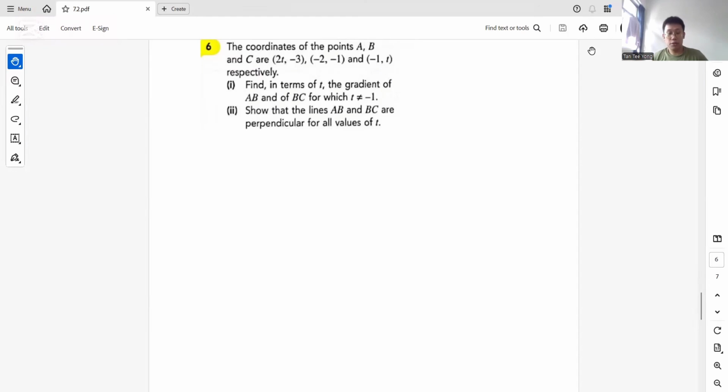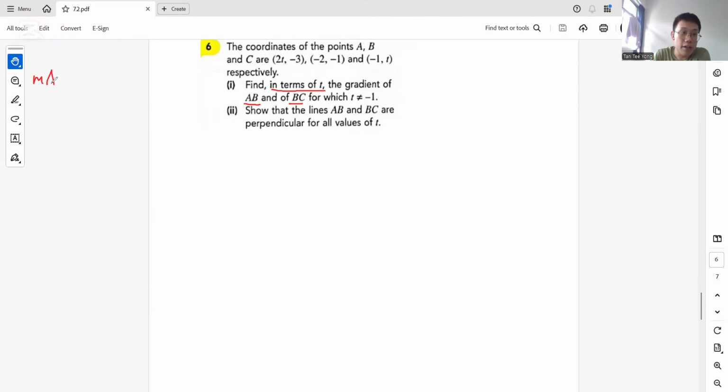Okay, let's go through question 6 together. The coordinates of the points A, B, and C are these coordinates here, respectively. Part 1: find in terms of t the gradient of AB and of BC, for which t is not equal to negative 1. Basically, there's nothing else to find. Just find the gradient of AB and BC in terms of t. You don't even need to know what t is.